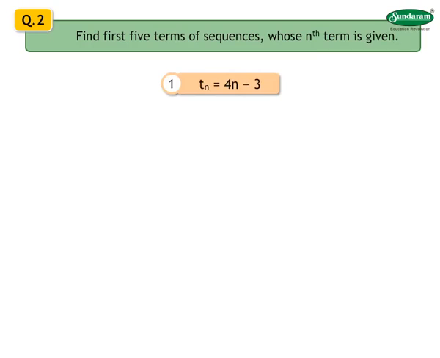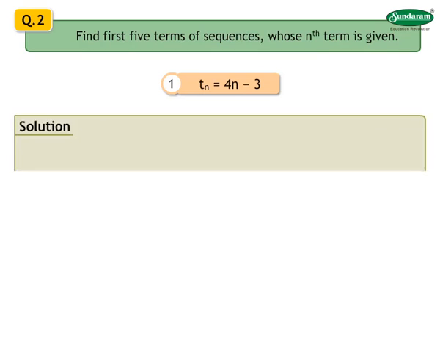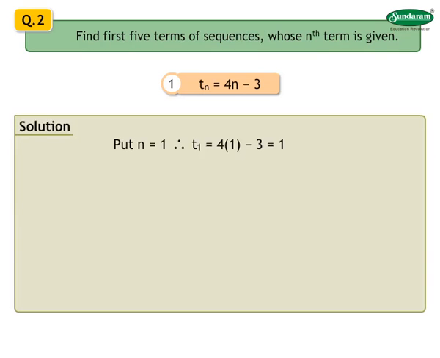Question 2. Find the first 5 terms of the sequences whose nth term is given. Number 1. Tn = 4n − 3. Solution. Put n = 1. Therefore, T1 = 4 × 1 − 3 = 1. Put n = 2. Therefore, T2 = 4 × 2 − 3 = 8 − 3 = 5.